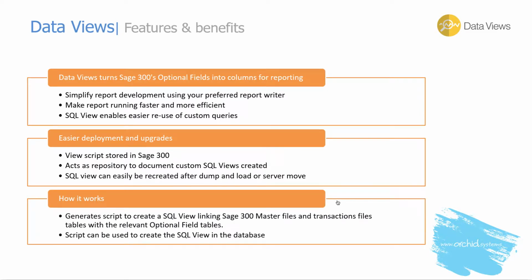How it works: within data views, you can generate the script to create a SQL database view to link Sage 300 master files and transaction files to their relevant optional field tables. The script can then be used to create the actual SQL view in the database.